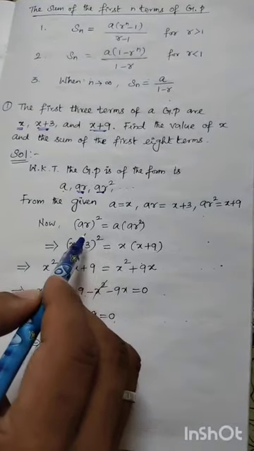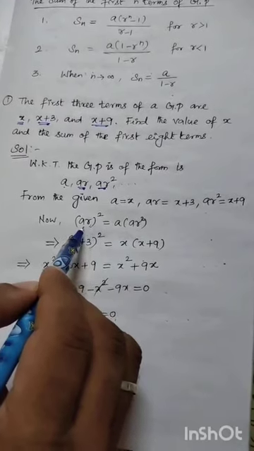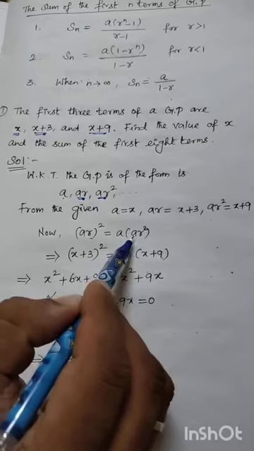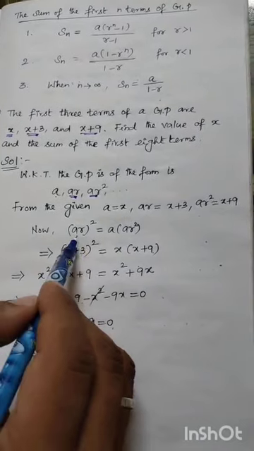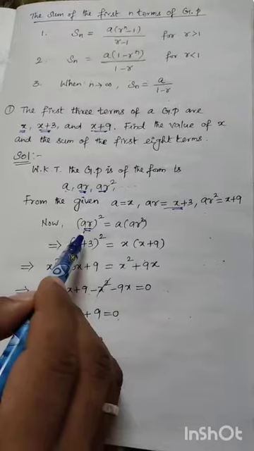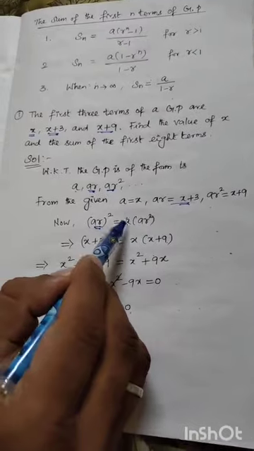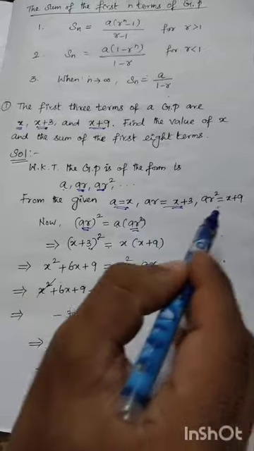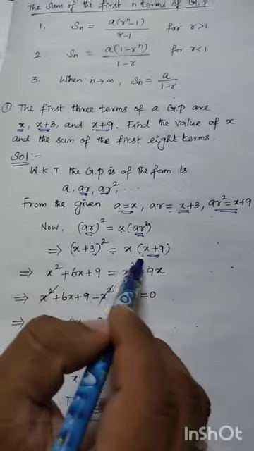Now consider ar whole square is equal to a into ar square. Again it becomes a into a square r square, so we write ar whole square again. What is ar here? x plus 3. So we replace ar by x plus 3. So x plus 3 whole square is equal to a, which is x, into ar square, which is x plus 9. We just replace the given values here.